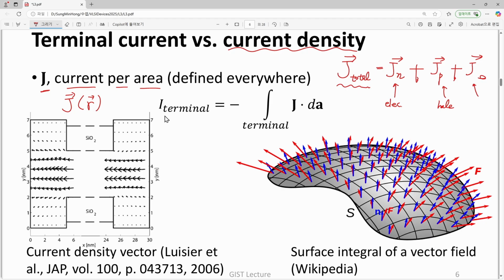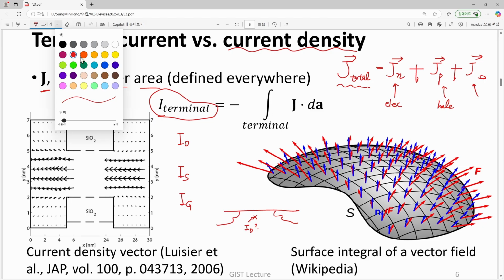On the other hand, let's think about terminal current. For example, already you know what the MOSFET is. So for example, drain current and source current and gate current. When you say drain current, when you say source current, can you define the drain current inside your transistor? No. So you never define this terminal current inside your transistor.